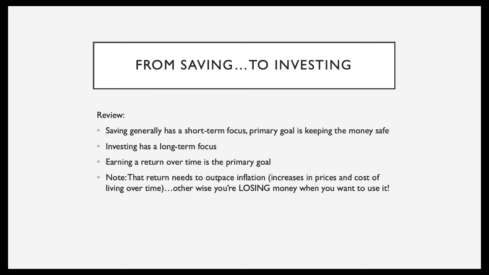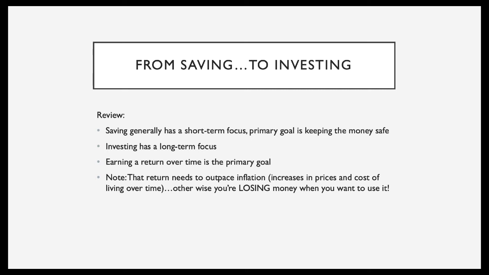Compared to saving, investing, on the other hand, has a much longer-term focus. And the primary goal of investing is to earn a return over time. And when we say earn a return, we are, as the last bullet point says, talking about a return that outpaces inflation, so that your money is growing more than overall prices and the cost of living are increasing over time.